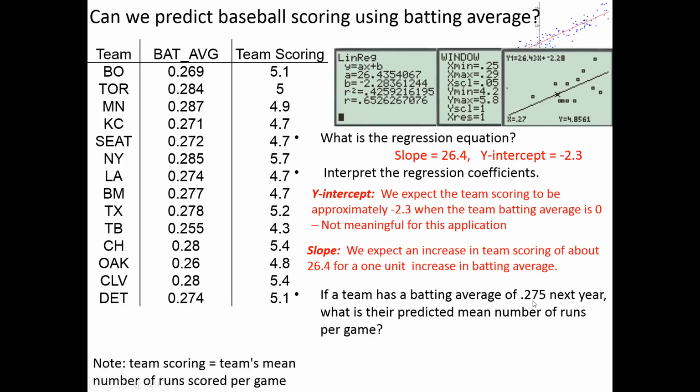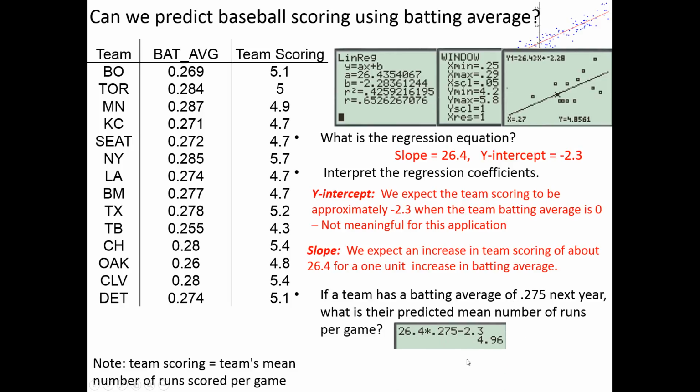If the team has a batting average of 0.275 next year, what's their predicted mean number of runs per game? So for this case, r is a reasonable value. It's a moderate positive association between these variables. This does seem to have a linear trend, so you could use the regression equation as a predictor here.